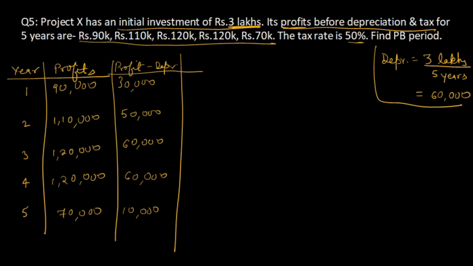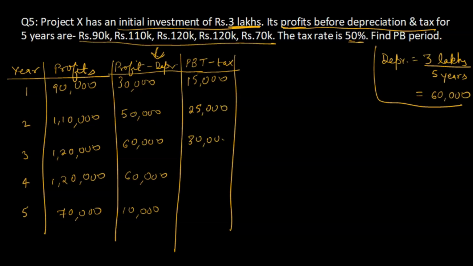Now we have to deduct tax. So from the previous column, that is profit before tax, we will deduct the tax here. Tax rate is 50%. Just find out 50% on these profits and deduct. On 30,000, 50% is 15,000. So 30 minus 15 will be 15,000. So this calculation you can do. Just calculate 50% on the profit and deduct. I hope it is clear.